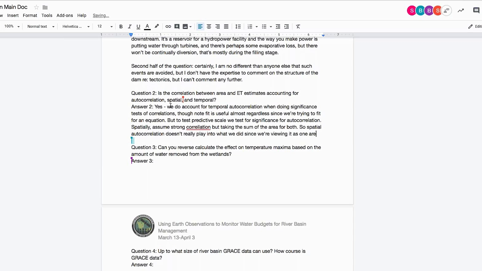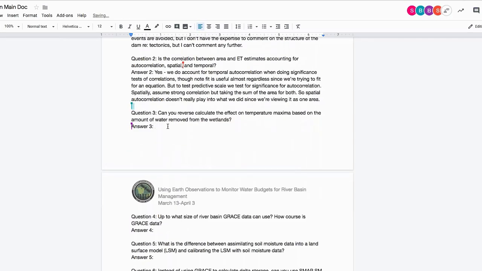Another question came in. Oh, I like this one. Can you reverse calculate the effect on temperature maxima based on the amount of water removed from the wetlands? So a question here, I suppose, both about the base state and in the case of a Zhongli diversion: how does that reduction in latent heat flux influence air temperature?